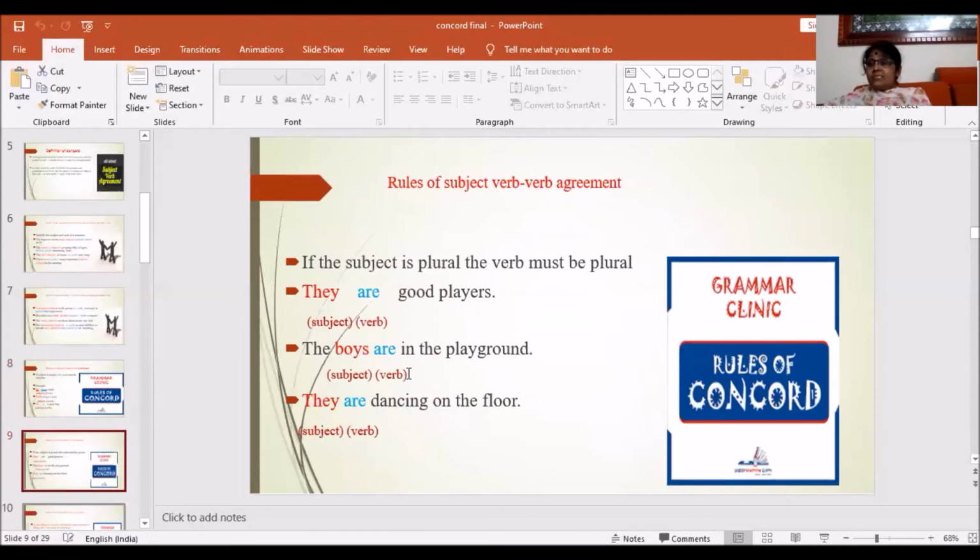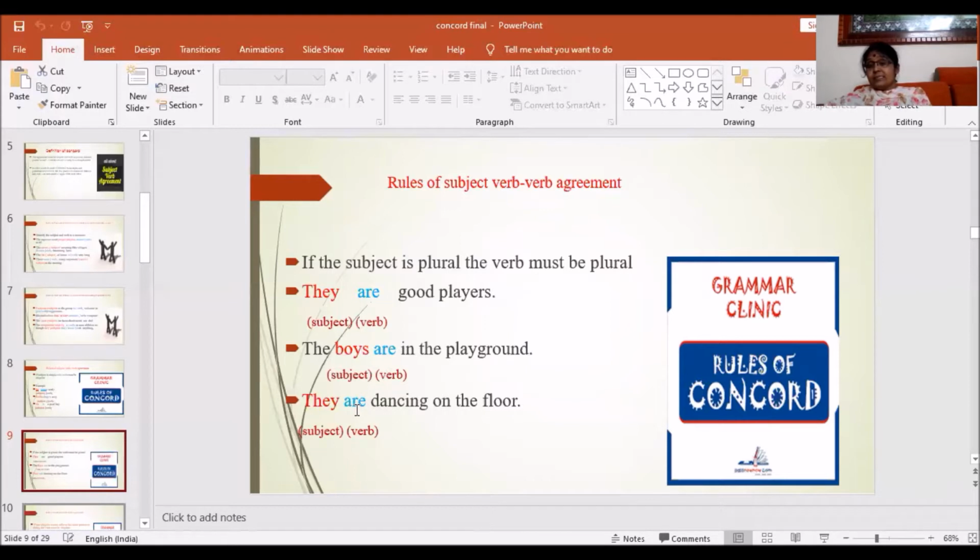If the subject is plural, the verb must be plural. Our next rule is, if the subject is plural, the verb must be plural. For example, they are good players. They is the subject, are is the verb. Plural, right? The boys are in the playground. The boys is our subject. It is plural. So, we have written a plural form of the verb, that is, are.